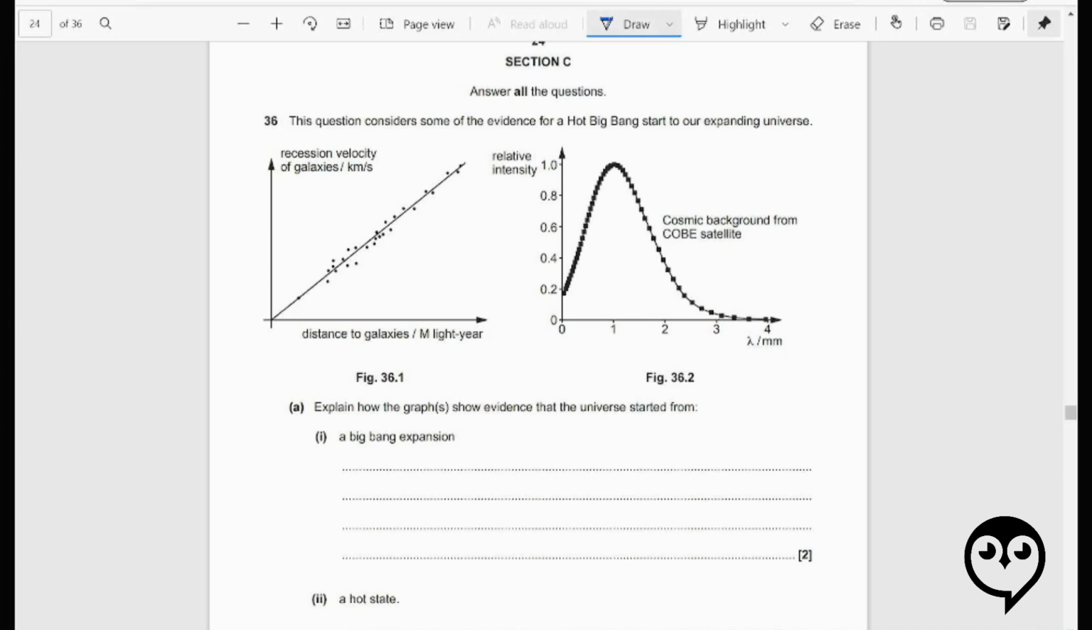What they want you to say is, this graph tells us that the further the distance these galaxies are from us, the greater their recession velocities. And this is meant to prove that the universe started from one particular location, one single point, and has been expanding out in all directions. That's what they want you to say there, I bet.